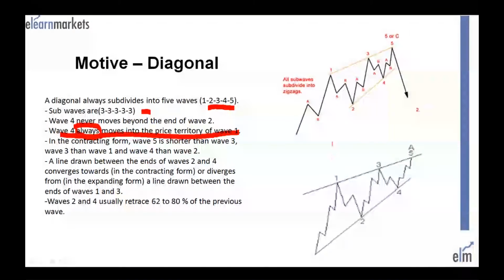between the waves, alright? So all subwaves subdivide into zigzags in a diagonal, alright? And there is sharp correction. So over here we can see this is wave 1 and it is sharply corrected by wave 2, which is again sharply corrected by wave 3, which is again sharply corrected by wave 4 and ending in 5. Usually waves 1, 2, 3, 4 and 5 are zigzags. Wave 5 might not be a zigzag and be a motive, but that is a rare case.